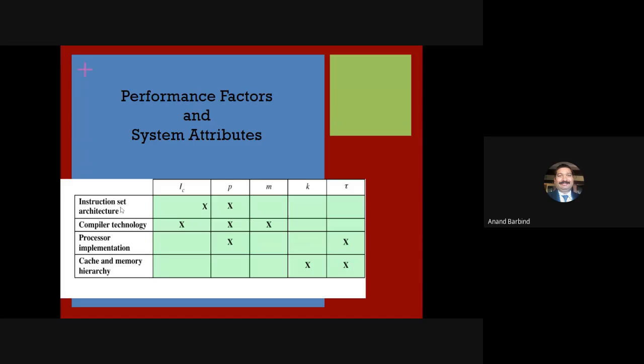The internal architecture defines how many internal cycles are required for execution of the instruction. Then the compiler technology again affects the number of instructions. The job of the compiler is to convert the higher level language. Usually we do not write directly in low level language instructions. So a compiler converts the high level language instructions into low level language instructions. If the compiler is good enough to make the low level program as compact as possible, then the IC reduces.